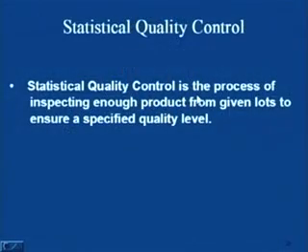So, statistical quality control is a process of inspecting enough product from the given lots to ensure a specified quality level. This SQC basically ensures that the outgoing quality is sufficient, that the production of finished products is consistent, and the right product is being delivered to the customer and the customer is satisfied with the product.